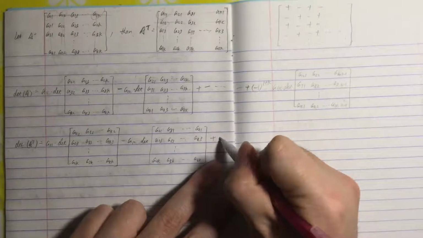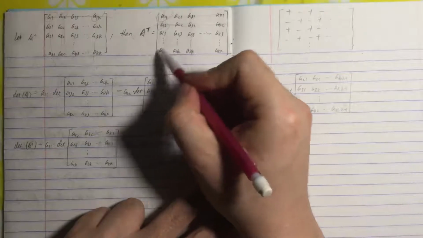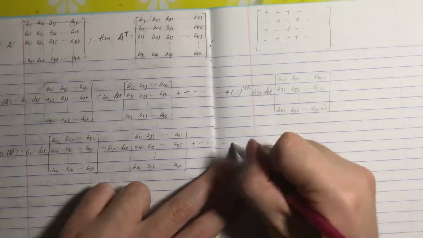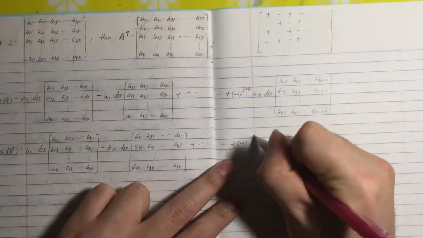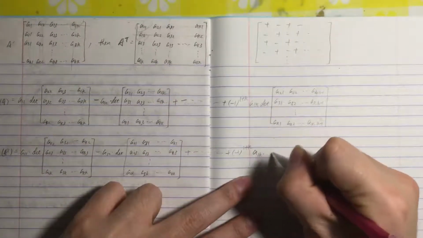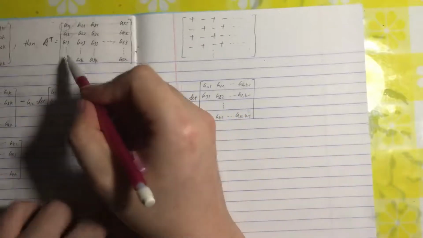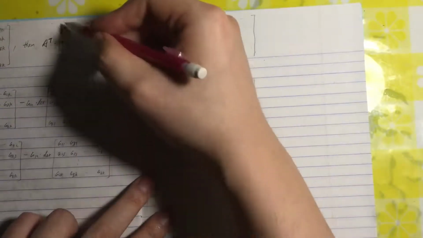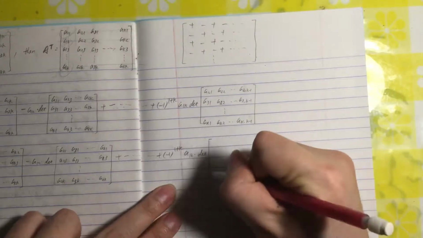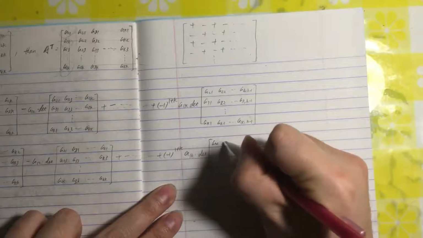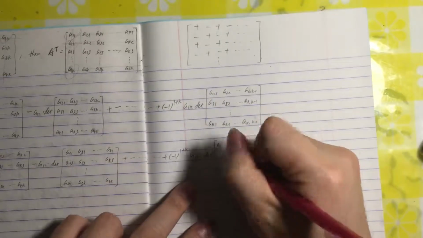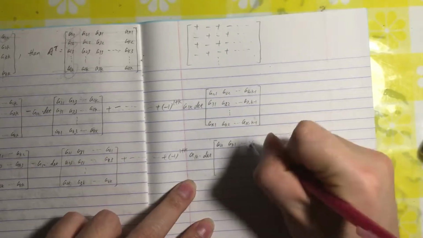Then continue plus, minus. On the last entry here, we don't know if it's positive or negative because we don't know if K is even or odd. So write it as -1 to the power of 1 plus K, times the entry A1K, times the determinant of the submatrix. If I cross out the last row and first column, this is the submatrix. The first row is A21, A31, and AK1.